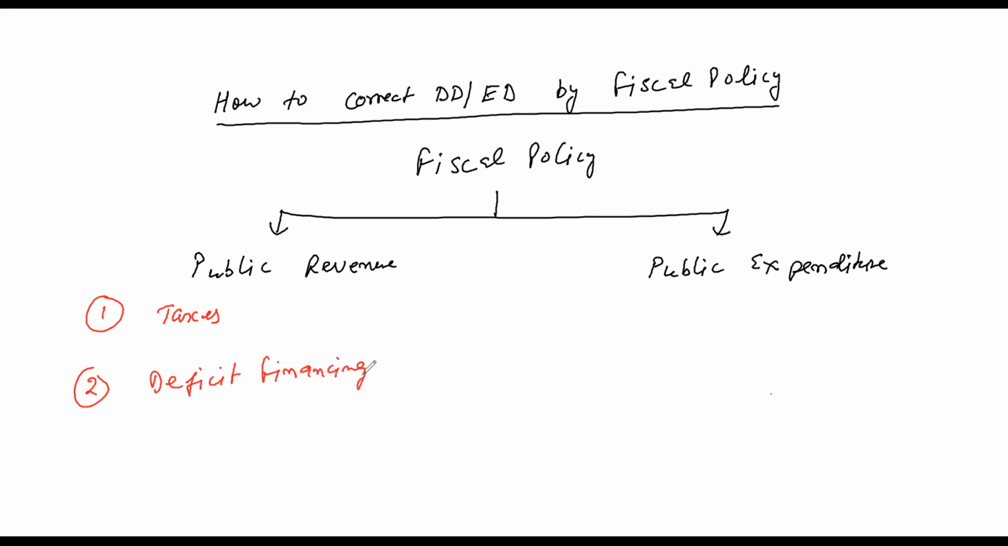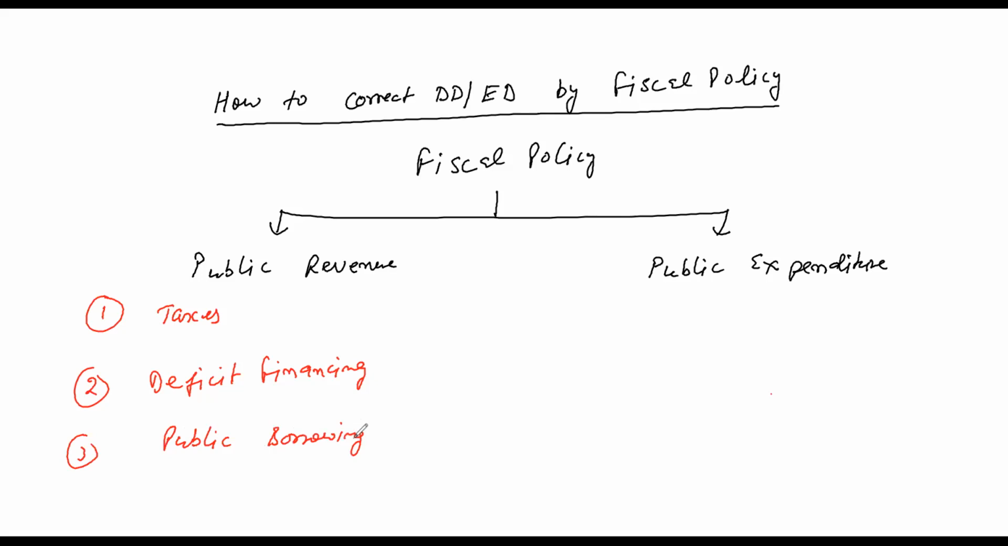Deficit financing is a system by which government asks RBI to issue new currency. So issuing new currency, you can say, is deficit financing. And the next source of revenue is public borrowing. So government also borrows. These are the three main sources of revenue for the government.